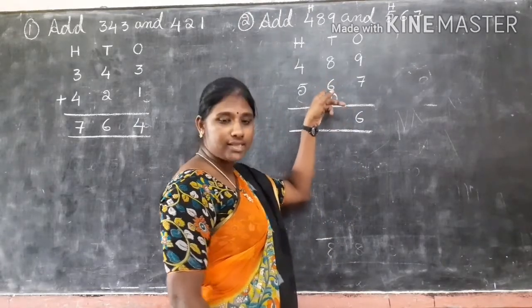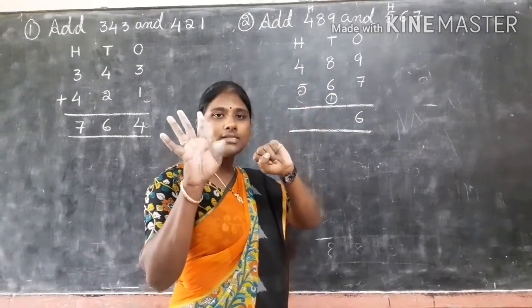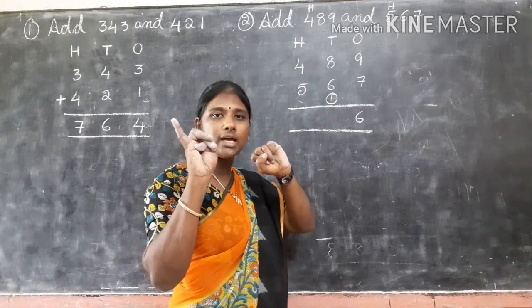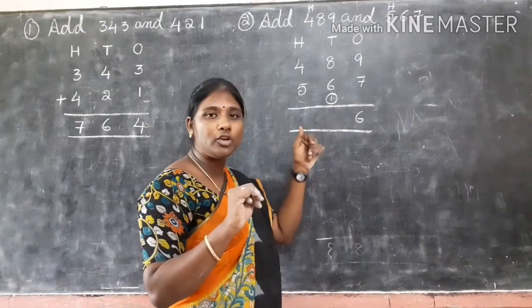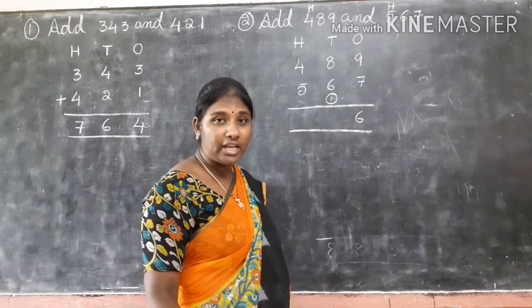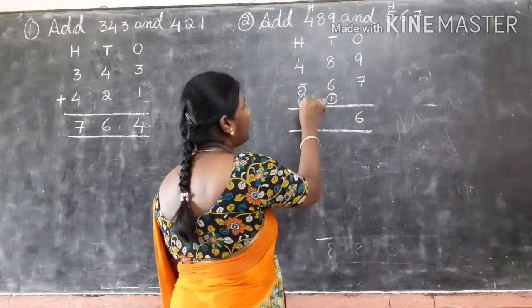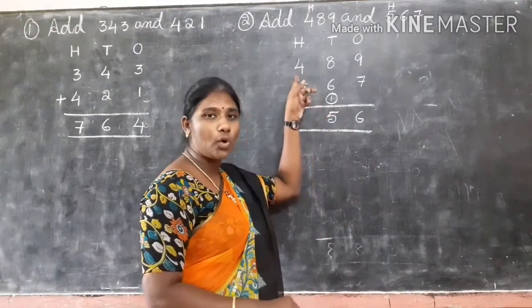Next one, 8, 6, 1. But the middle number is 6. Take 6 fingers first. 8 after 9, 10, 11, 12, 13, 14. That 14 you have to keep in your mind. Why? Because one more number is here. 1. 14 after 1 is 15. Here 1, 5, 15.